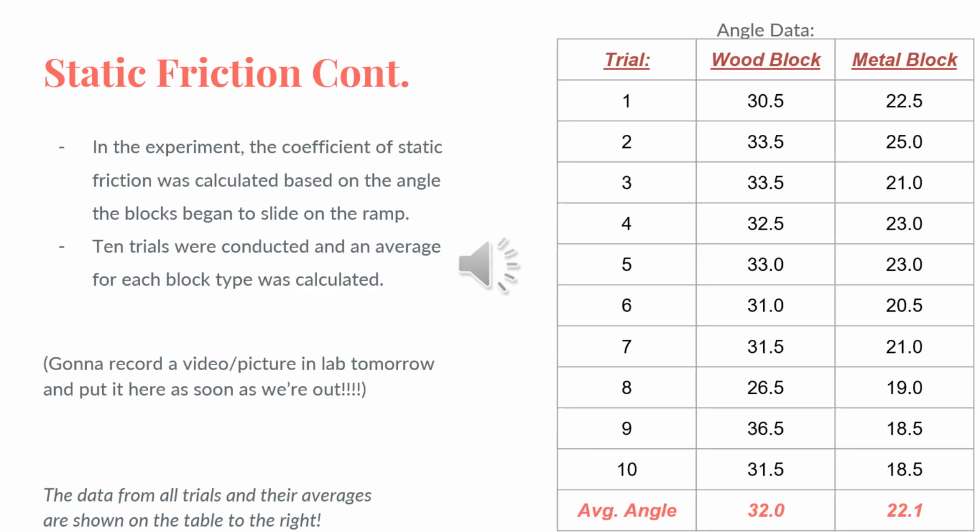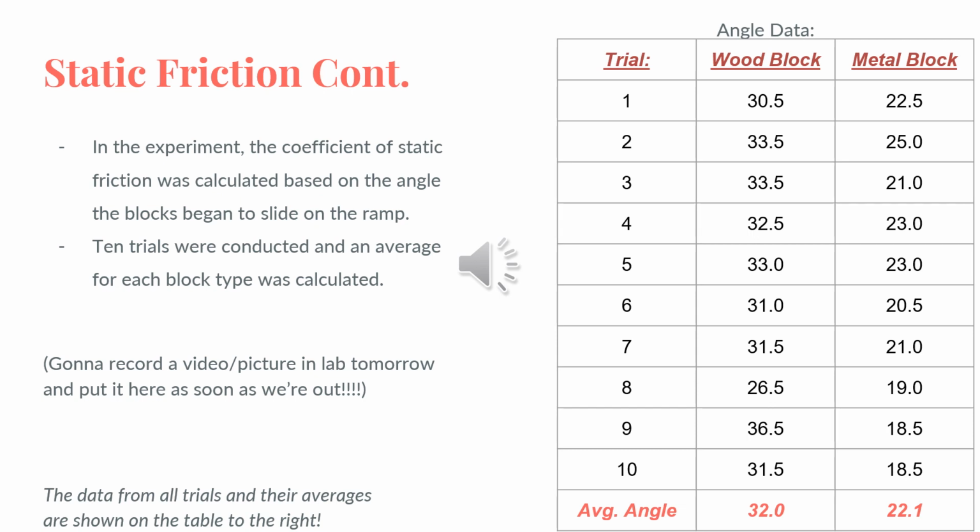In the first part of the experiment, we placed a wooden block and a metal block on an adjustable ramp and slowly increased the incline until the block began to slide. The angle at which the block began to slide was recorded, and the process was done 10 times on each block type. The angles from all 10 trials were averaged to get a critical angle for both the metal and wooden block. The critical angle was 32 degrees for the wooden block and 22.1 degrees for the metal block. These critical angles were later used to calculate the coefficient of static friction.